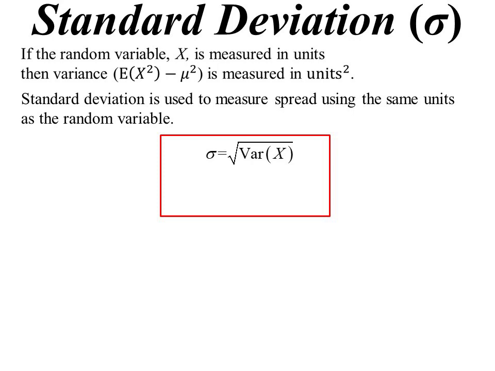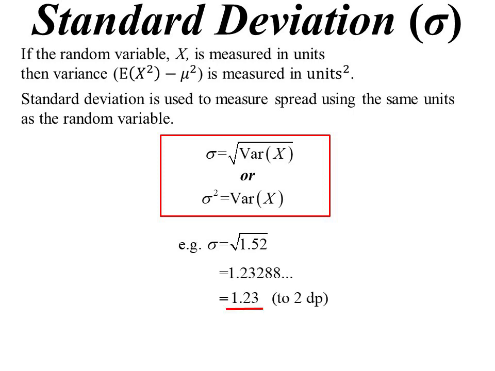So the standard deviation is the square root of the variance. And you might even see this symbol used: sigma squared is equal to the variance of x. So in our example, the standard deviation would be the square root of 1.52, which is 1.23. And that tells us a bit more about the spread.